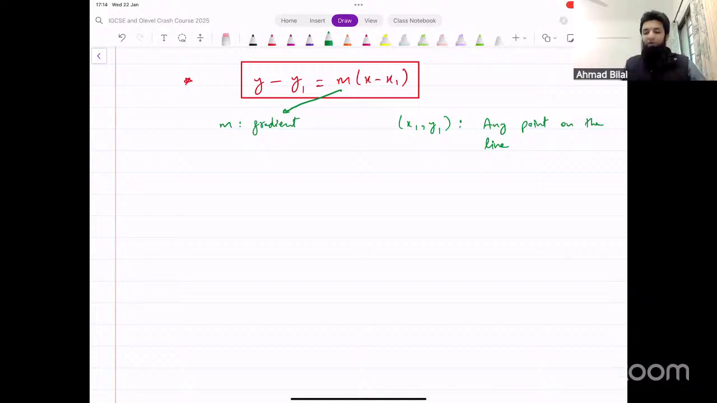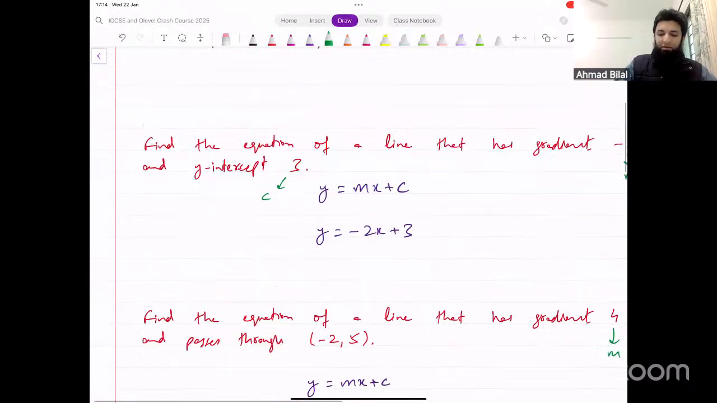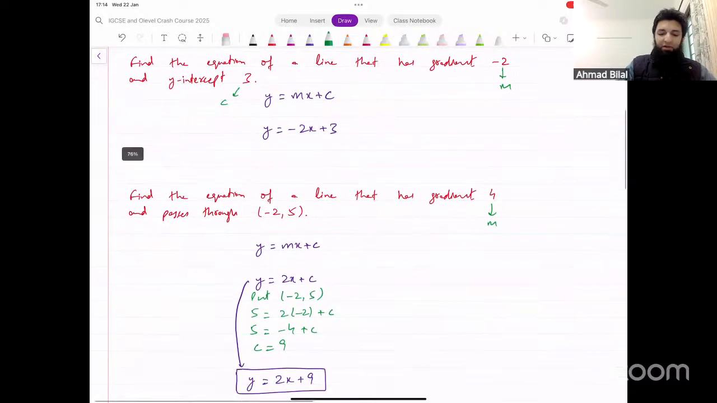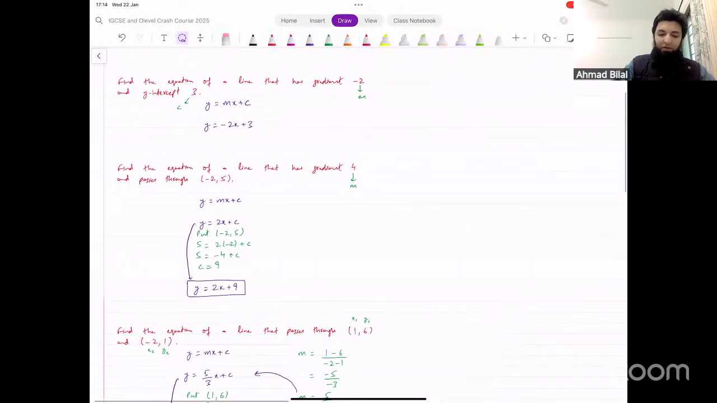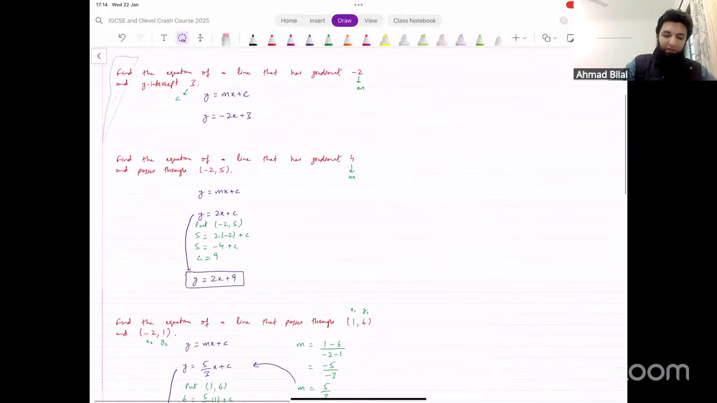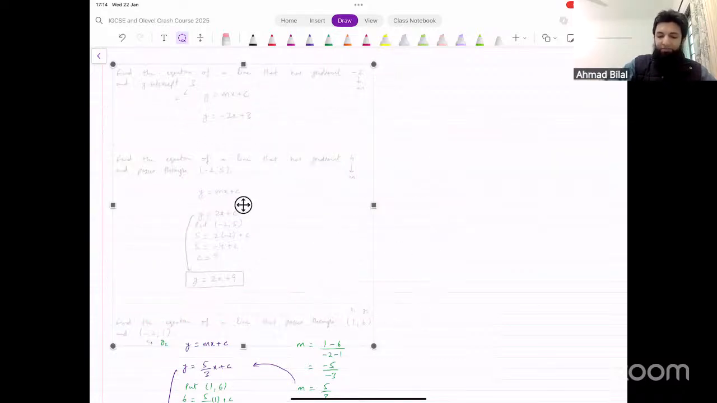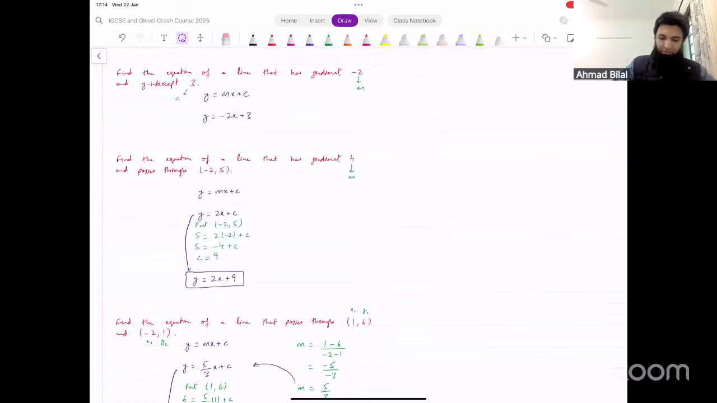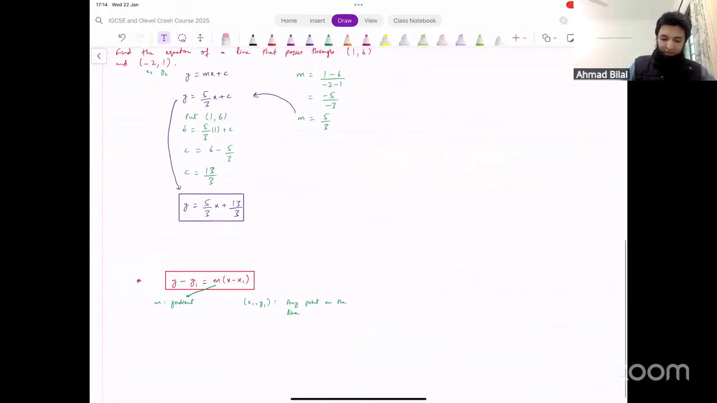Okay. Now, let's try to apply this on each of these examples that we did earlier using the other form and see how this second form will work in each of these three different cases. Let's try that.